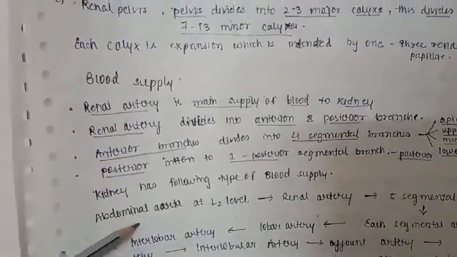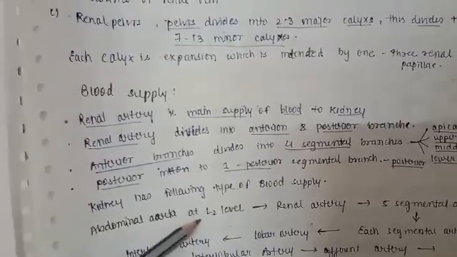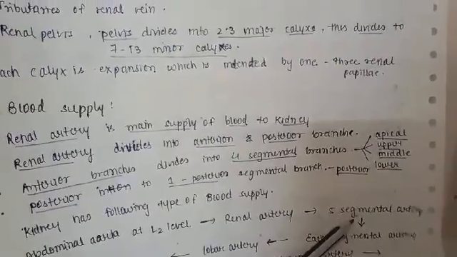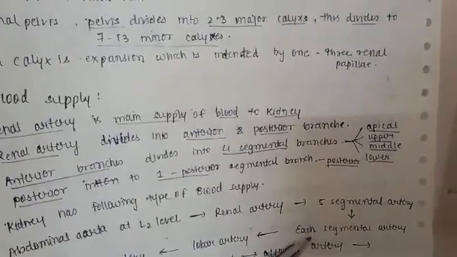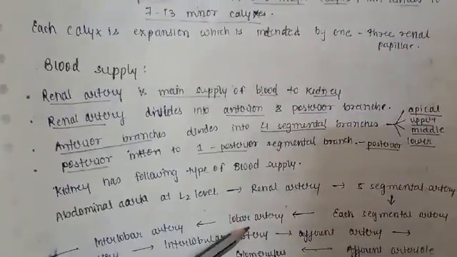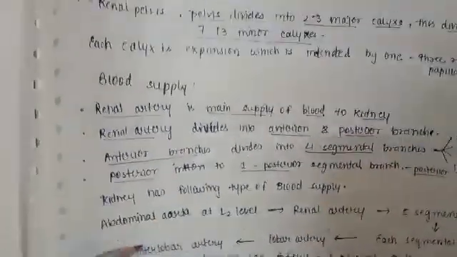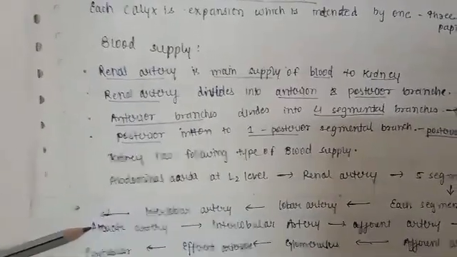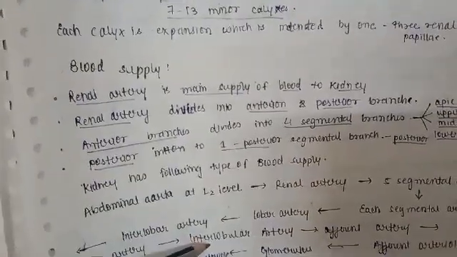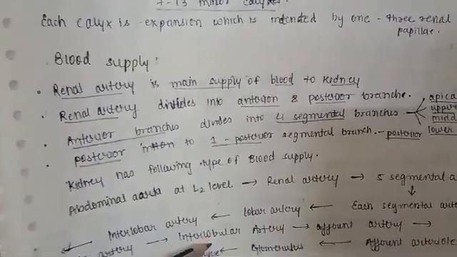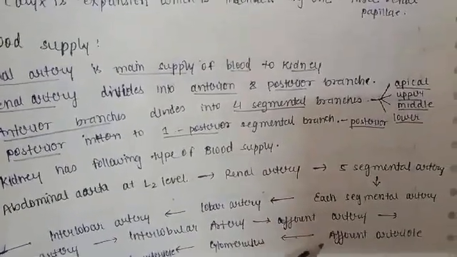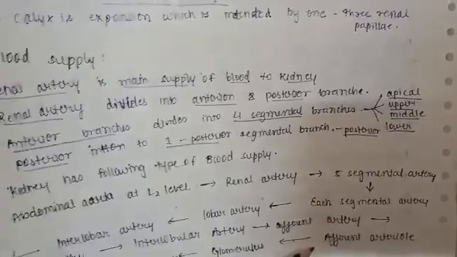Firstly, the abdominal aorta at the L2 or lumbar 2 level gives the renal artery. The renal artery gives five segmental arteries, and each segmental artery gives the lobar artery, which gives rise to the interlobar artery. The interlobar artery gives the arcuate artery. The arcuate artery gives branches, that is the interlobular artery. The interlobular artery gives the afferent artery, and the afferent artery gives afferent arterioles.